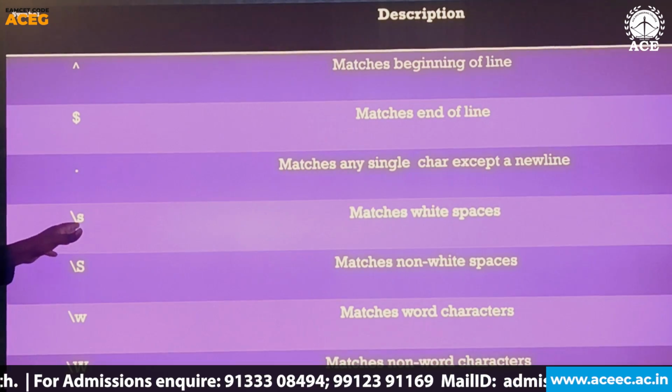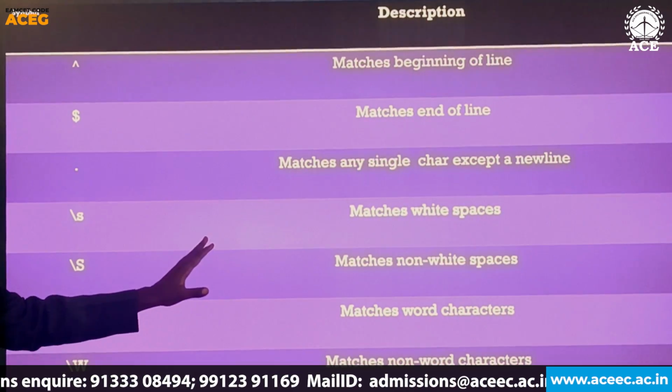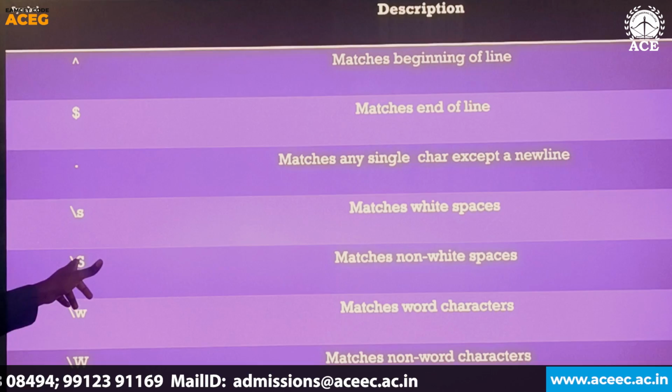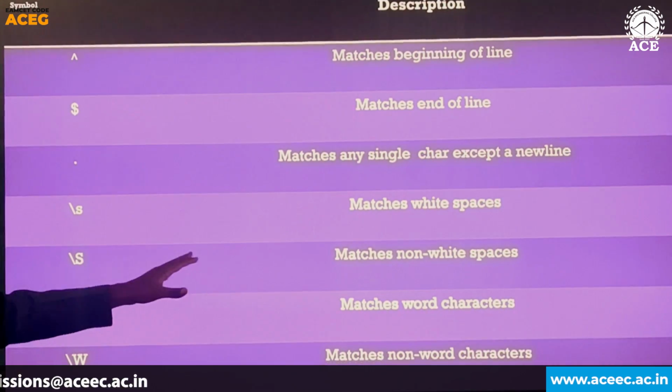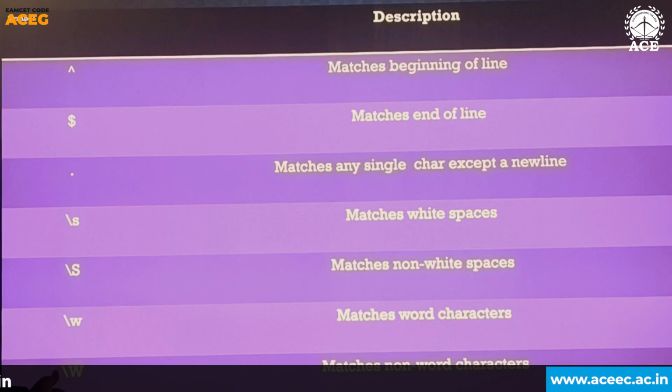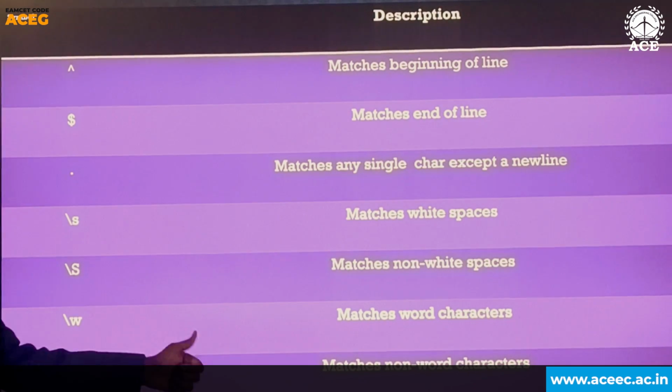So if there is slash small s, it matches white spaces, that means blank space. Slash capital S, it matches non-white spaces. Then we have slash small w, which matches word characters, and slash capital W is used to match non-word characters.